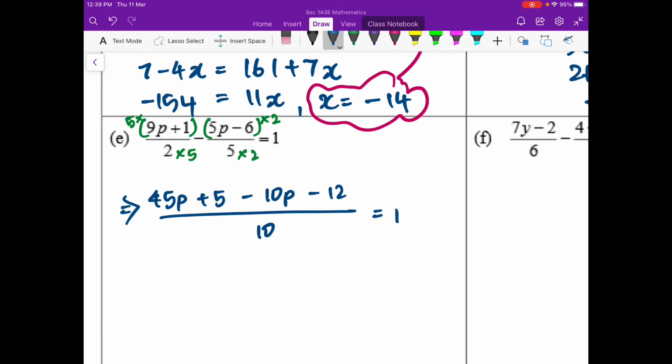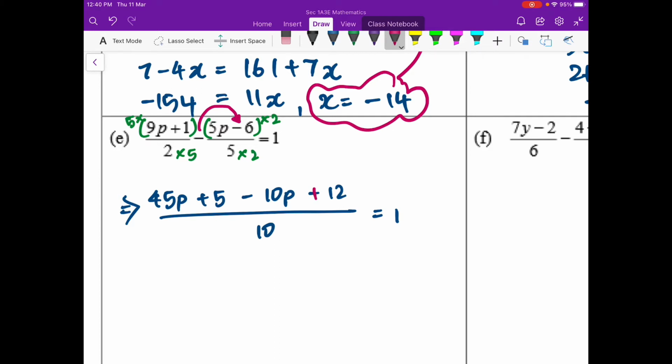Okay, now, who would like to share where the error is? Yes? After the 10p, it should be plus 12 instead of minus 12. Hey, why plus? Where are the two negatives? Because this minus is multiplied to negative 6 also. And that is how we get positive 12.